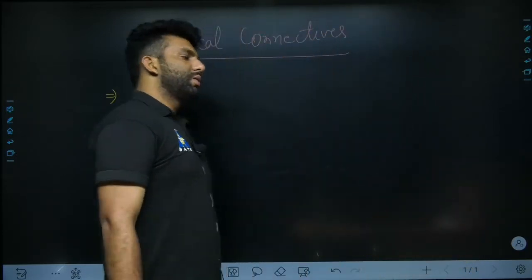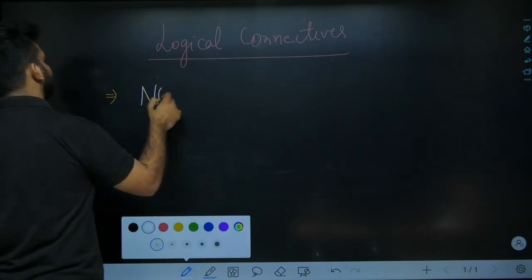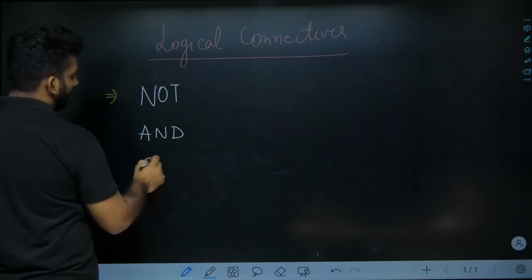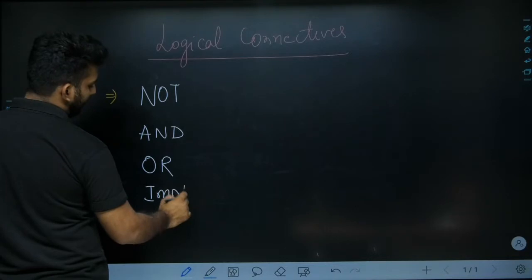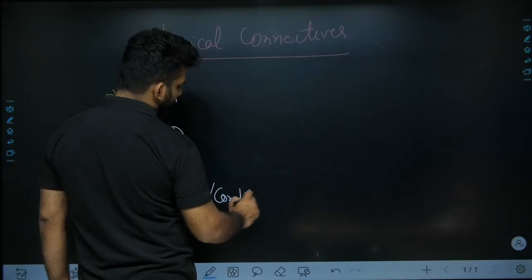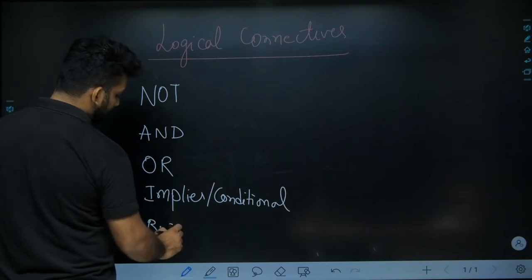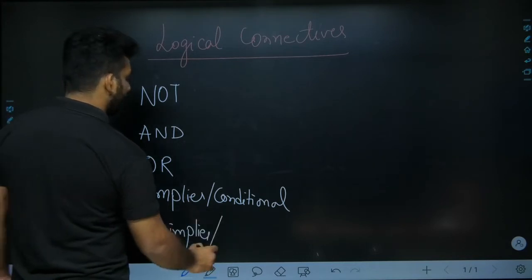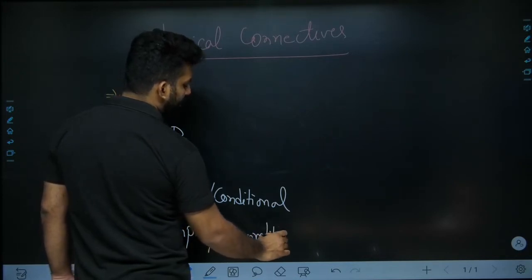Need not worry. The 5 major and most important connectives we will be discussing are: not, and, or, implies or conditional, and bi-implies or bi-conditional. These are the 5 major connectives which we will discuss.